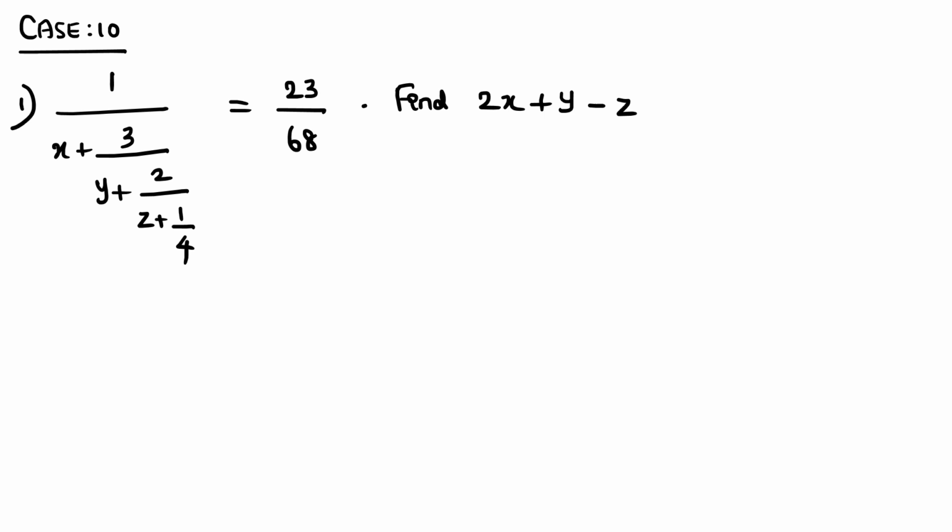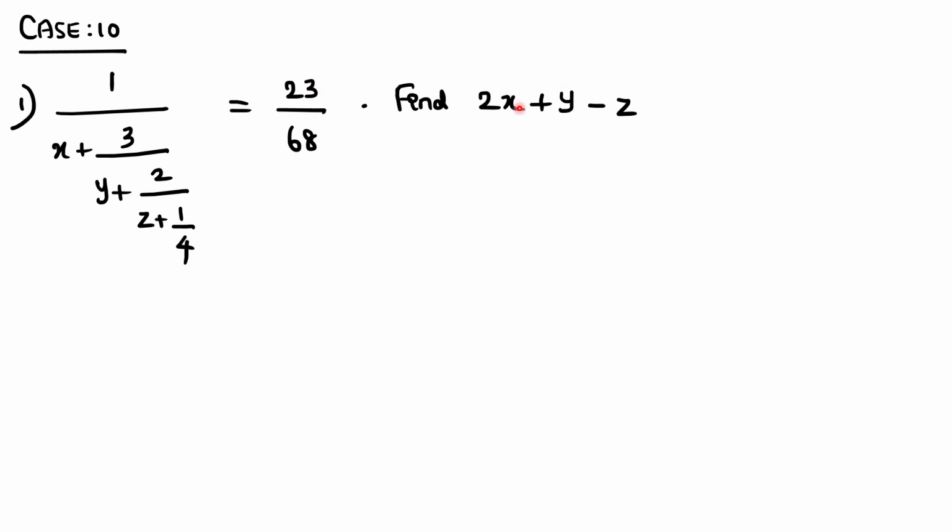Hello students, today we are going to see about the step-by-step fraction, that is about the case 10 here. So without any delay, let's start this problem. In this problem we have 1 by x plus 3 by y plus 2 by z plus 1 by 4 is equal to 23 by 68.